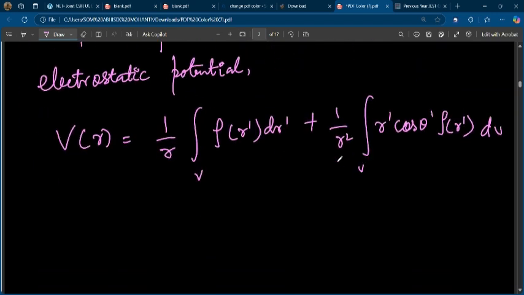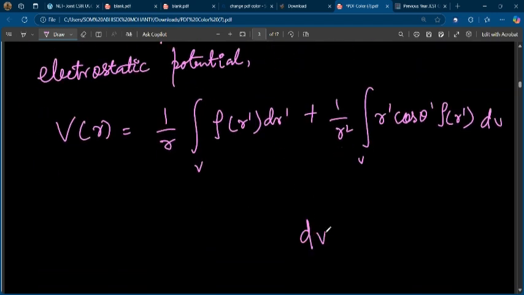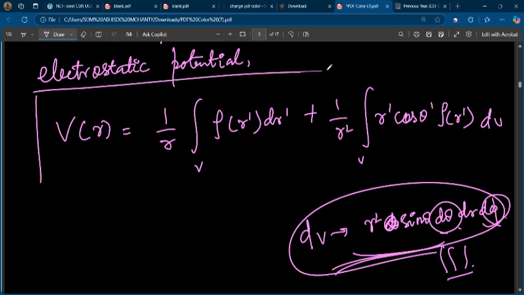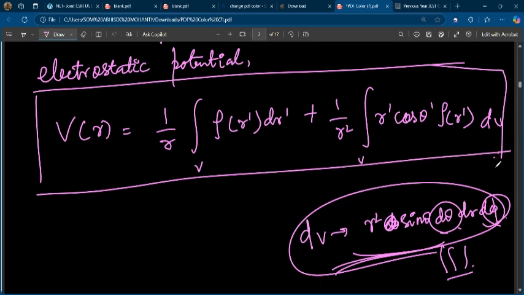What is dv? In place of dv, what do we write? r square sine theta d theta dr d phi, right? This is the substitution of dv, and these are triple integrations. For d theta we take 0 to pi, for d phi we take 0 to 2 pi. So this is the volume integration. This is the formula we have to remember for this type of question. This is a solid sphere of radius r with a volume charge density given. If the question asks for the dependence of electrostatic potential, we have to do it this way.